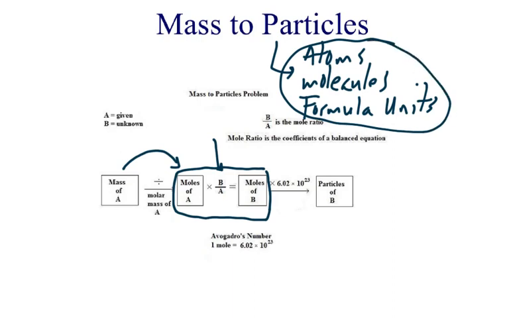So to go from moles to particles, if you recall, what you do is you multiply by a constant known as Avogadro's number. You multiply by 6.02 times 10 to the 23rd, and that will get you to whether it's atoms, molecules, or formula units of the unknown, or B.